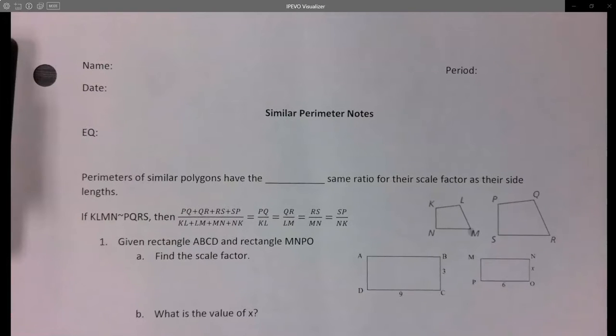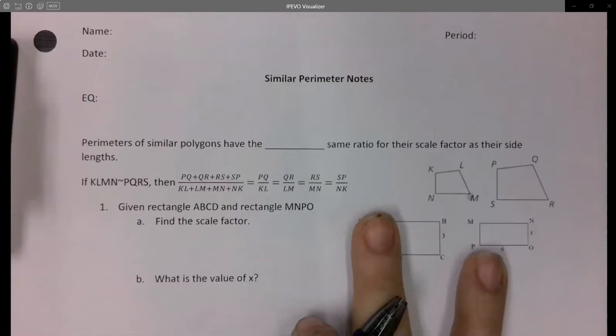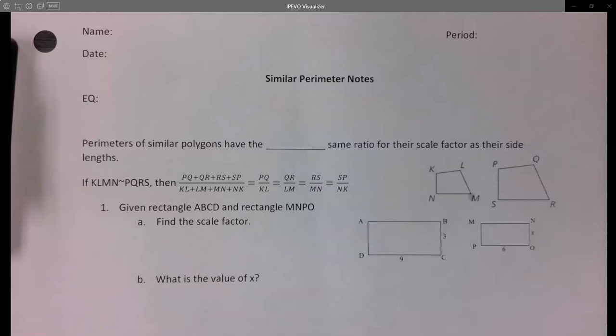So today we are doing similar perimeter. So we're going back to what we learned when we were remote. Because I noticed a lot of you didn't do this stuff while we were remote, so I'm just going to go over that stuff until spring break, and then after spring break we'll start over new.